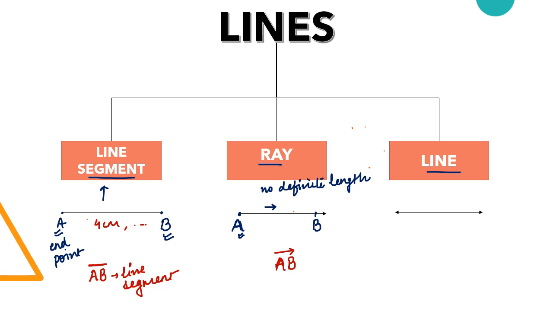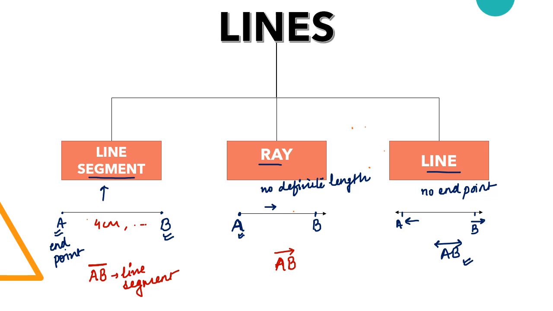Now a line does not have any length. We can extend a line on both sides, both the ends here. It does not have any end. On both the sides we can extend a line. It has no endpoint. So if we just name this line as A and B, we represent it using AB and a line with two arrows on both sides. So this is the representation of line AB.